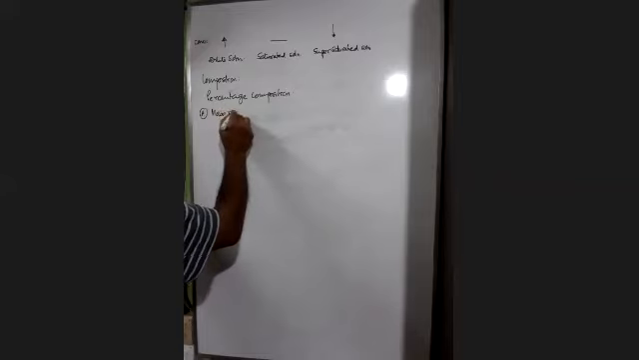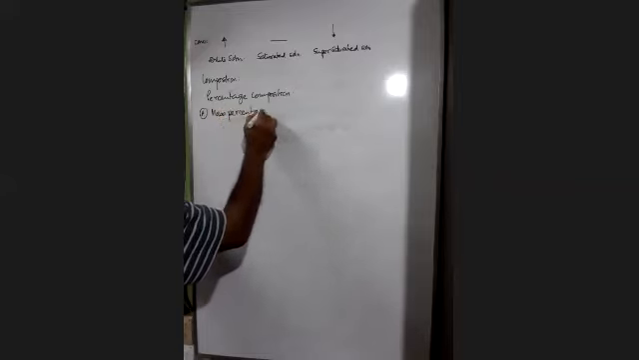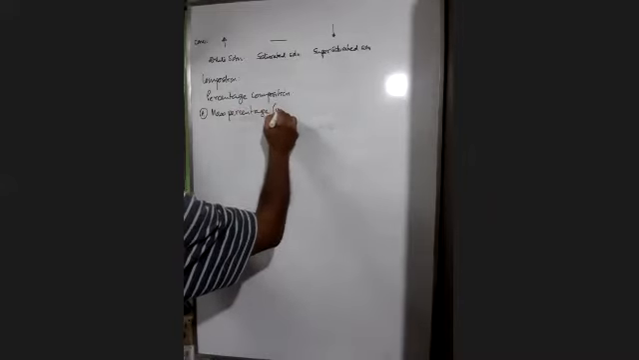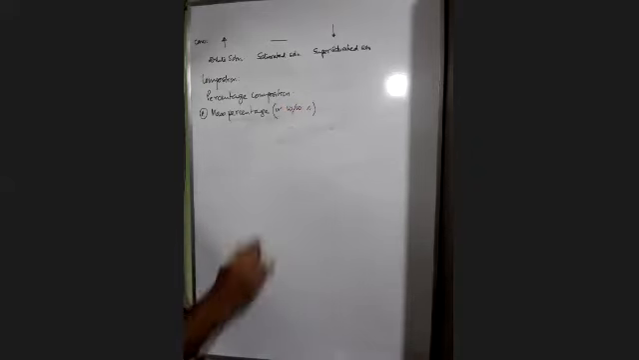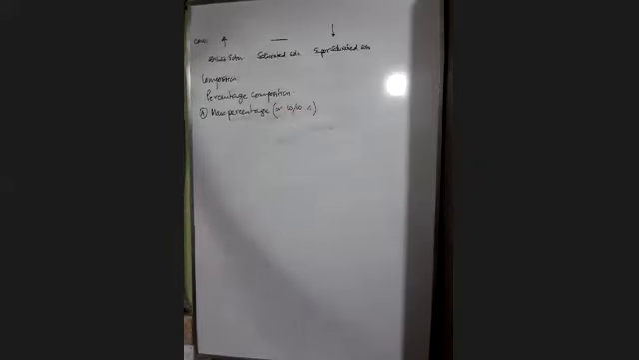A. We call it mass percentage, or commonly we call it weight by weight percent. That is, we take the solute by weight, we take the solvent also by weight. You can take even water by weight. So you call it weight by weight percent.